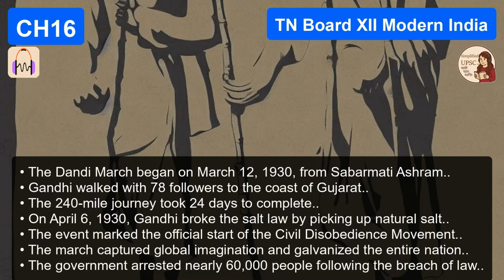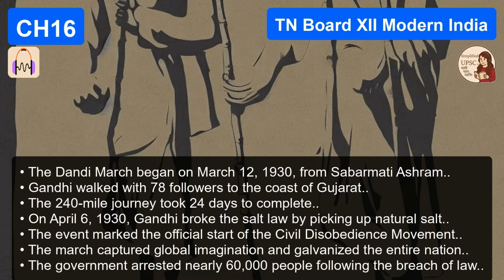Everywhere, people started making salt illegally. There was widespread picketing of liquor shops and shops selling foreign cloth. In eastern India, people refused to pay the Chowkidari tax. In the central provinces, people violated the forest laws. Now, since we are using the Tamil Nadu board book as our source, we have to mention the Vedaranyam March.